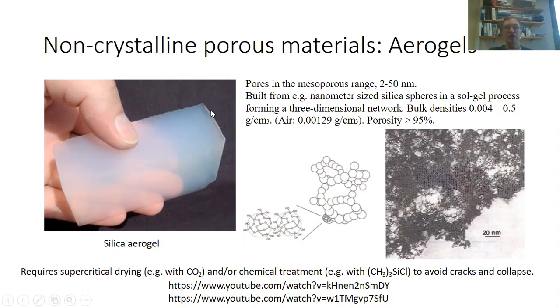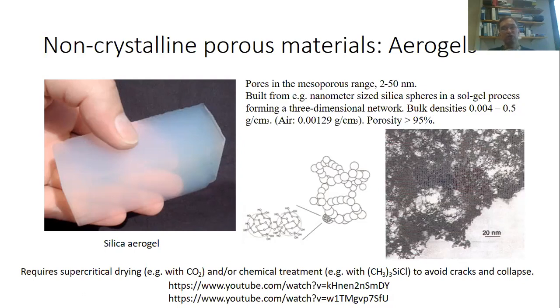So these gels can have bulk densities as low as 0.004 grams per cubic centimeter. If you compare this to air, then this is only slightly more dense than the density of air, which is 0.00129 grams per cubic centimeter. So the density is only about four times higher than that of air. And the reason for that is that the porosity in these aerogels is extremely high. They typically exceed 95%.